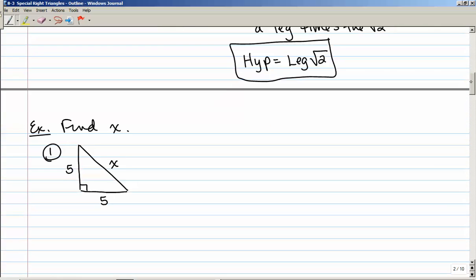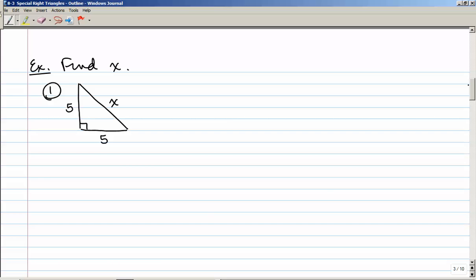Let's use that in an example here. Here we have a right triangle, and because these two sides are congruent, I know that it's an isosceles triangle, and by the isosceles triangle theorem, if the two sides are congruent, then the two angles opposite those sides are congruent. Since this is a right angle, and these two are congruent, these two are each going to be 45-degree angles, and so I have a 45-45-90 right triangle. This is a leg, this is a leg, and this here is my hypotenuse.